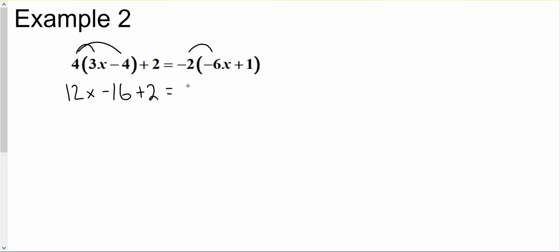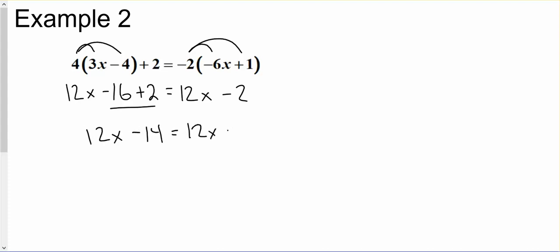Negative 2 and negative 6x make 12x. Negative 2 and 1 make negative 2. So let's simplify this. Negative 16 and 2 are going to add together to make negative 14. So 12x minus 14 equals 12x minus 2.